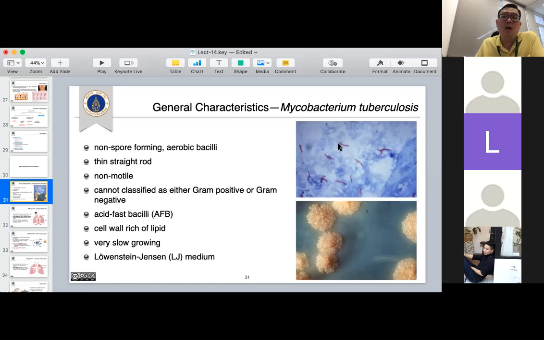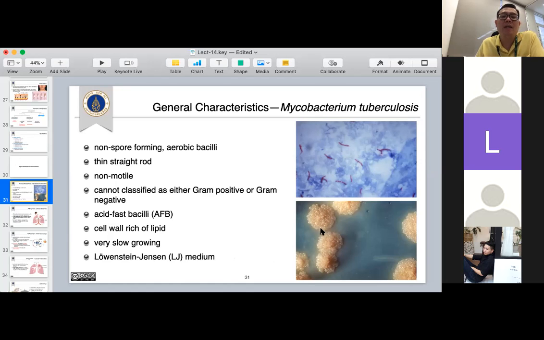Basically, they do not grow on blood agar. They need special media called Lowenstein-Jensen media, or LJ media. This is the media for MTB. The color is green, okay? And the colony looks like this.